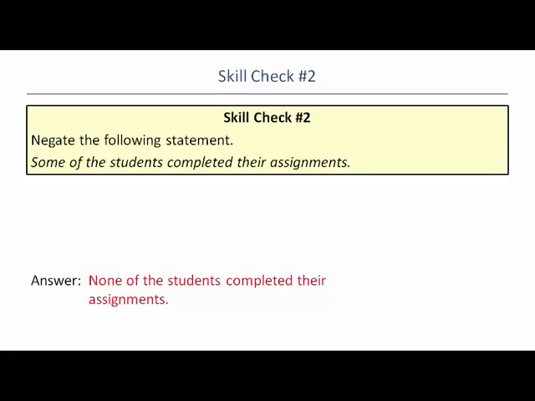All right, try this one. Negate the following statement. Some of the students completed their assignments. Pause it and give it a try. And of course, some goes to either none or all, just depends on how you want to word it. So some of the students completed their assignments. The negation of that is none of them completed their assignments, or all of them did not complete their assignments. See how both of those kind of say the same thing?